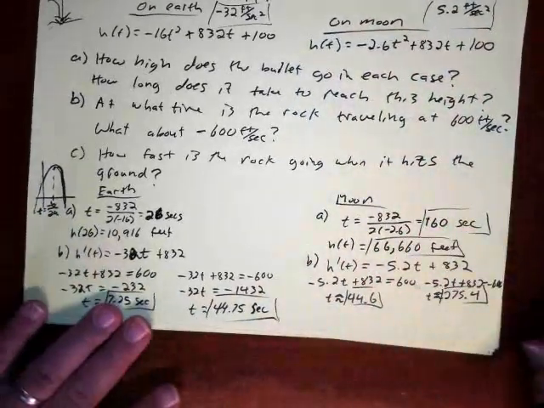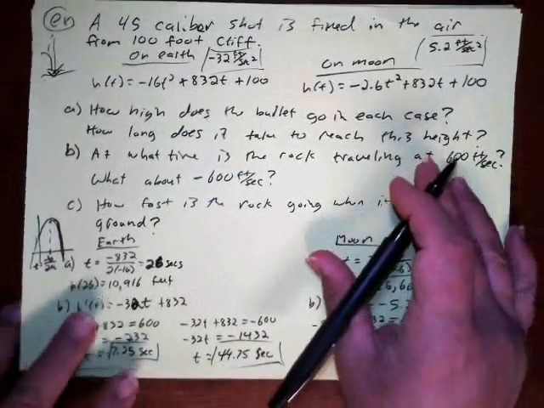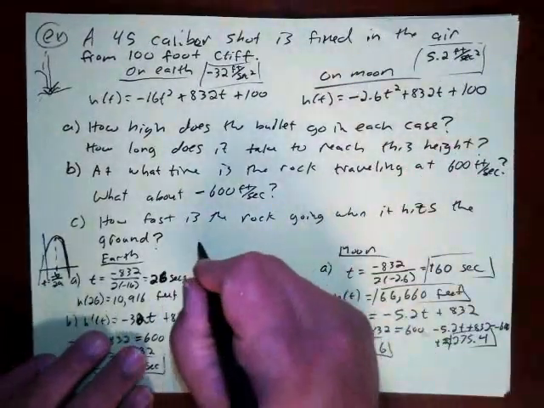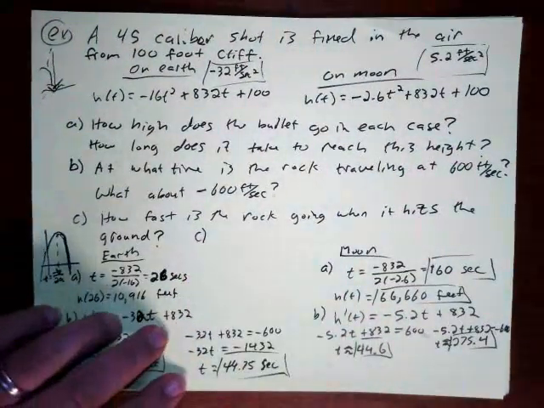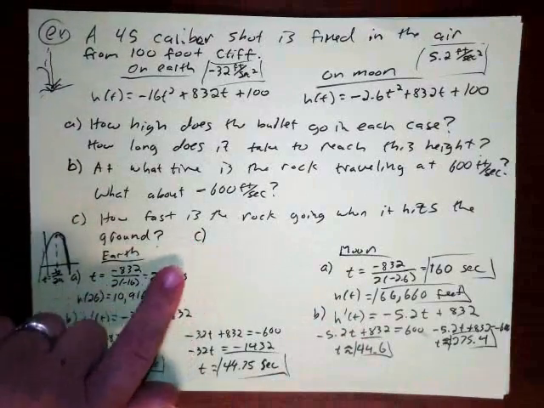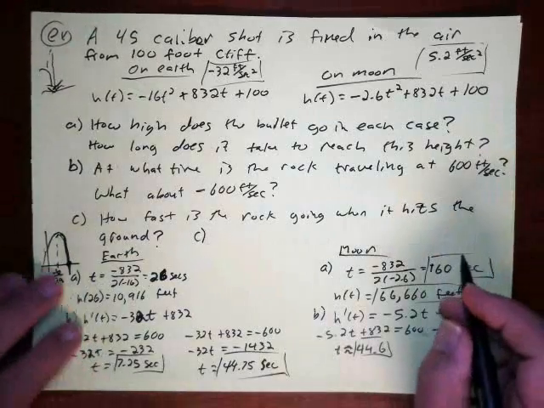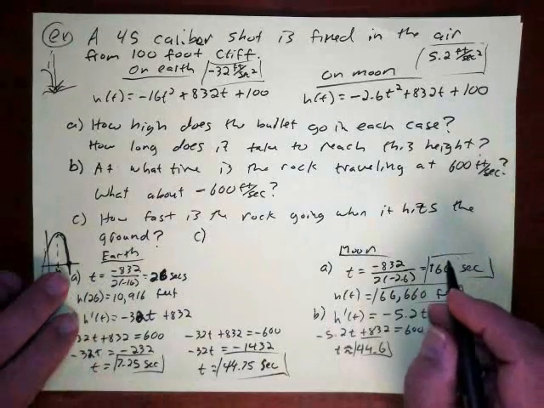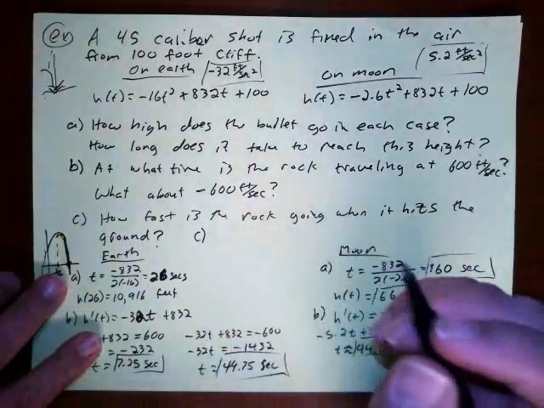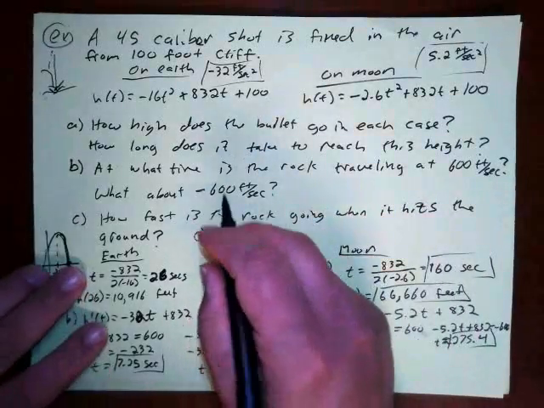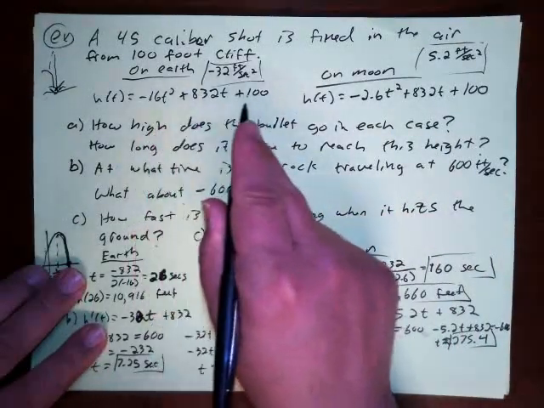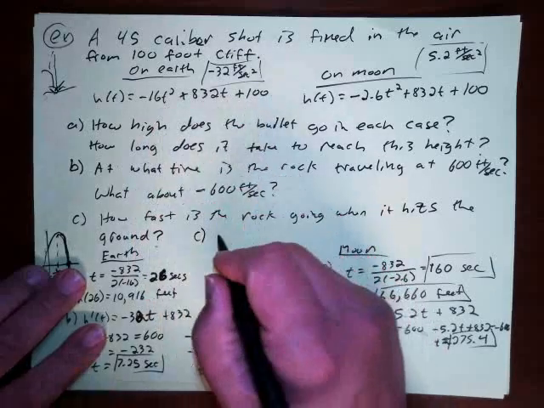Okay, so now we have one last question in this. And this question is asking, how fast is the rock going when it hits the ground? So what we need to know is at what time in each of the two cases is the rock hitting the ground. So for the Earth, what I'm going to do is solve this quadratic equation.